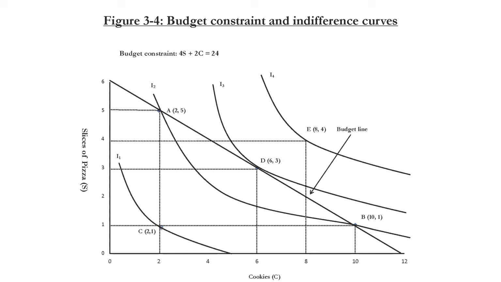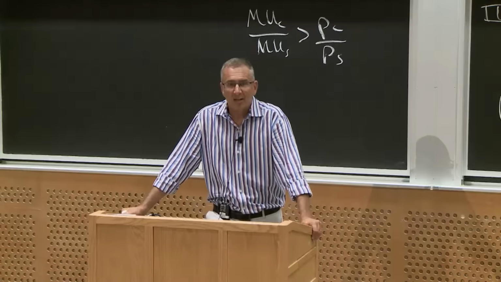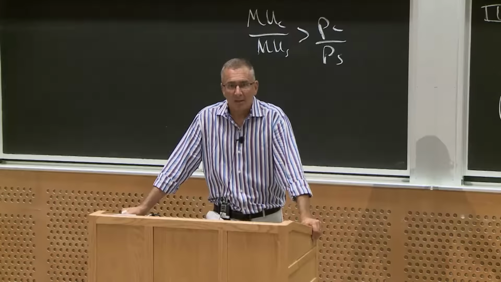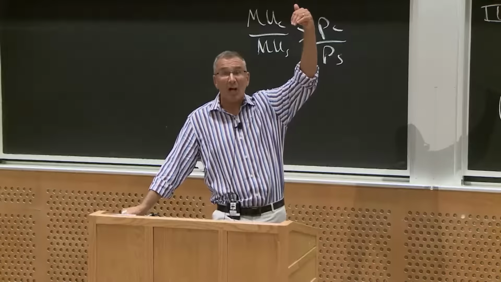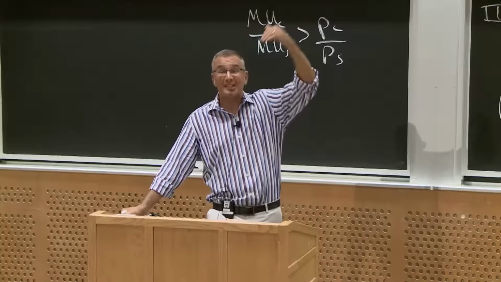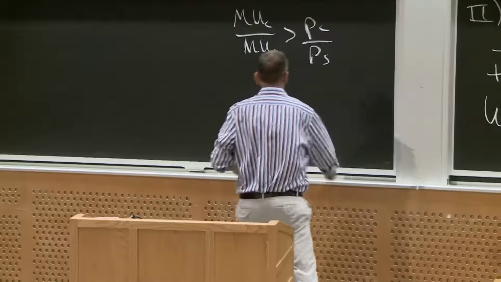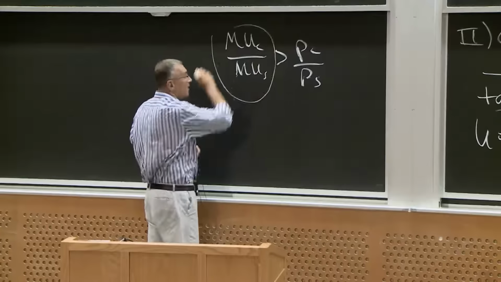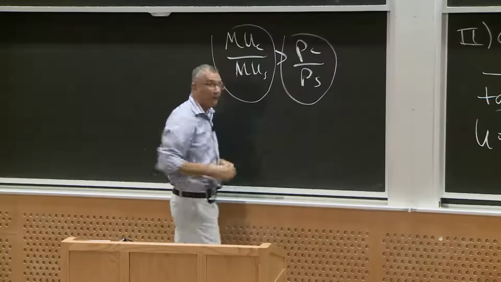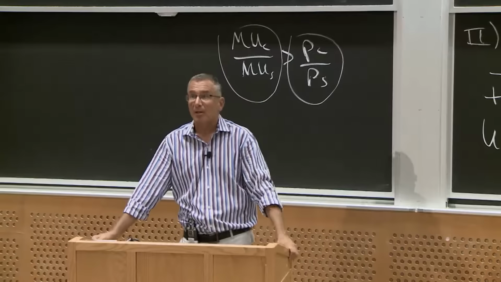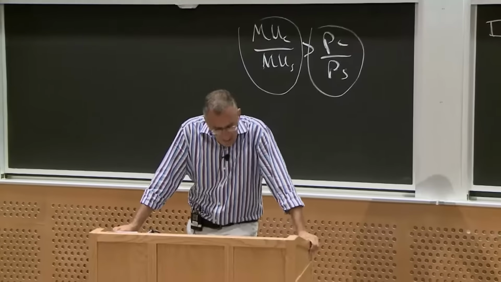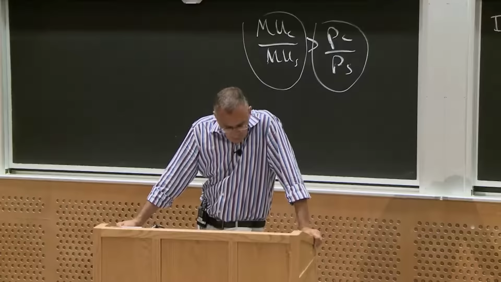Anyone know? 50% chance. Exactly. Because at point A, the indifference curve is cutting the budget constraint from above, so it's a steeper slope. So this absolute value is larger than this absolute value. It's cutting it from above, so it's a steeper slope of the indifference curve than the slope of the budget constraint. Okay? So here's how to think about reestablishing equilibrium.